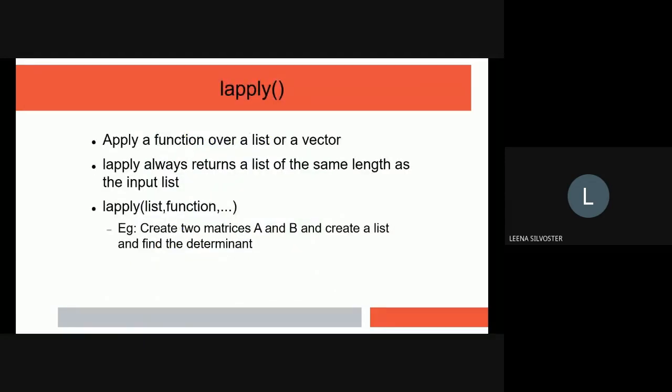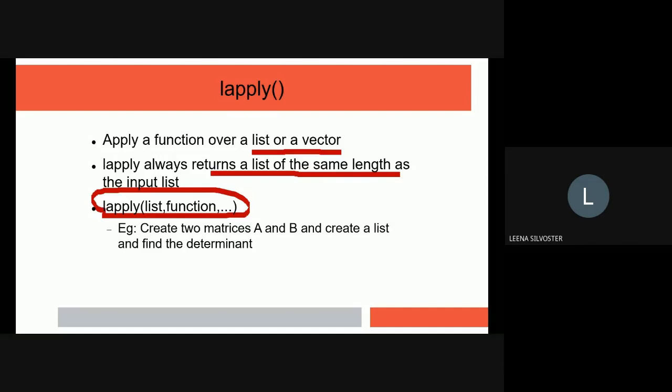The lapply function applies across a list or a vector, and it will return a list of the same length as the input list. For example, our syntax is like this: apply list function. So consider one example. Create two matrices A and B and create a list and find the determinant.